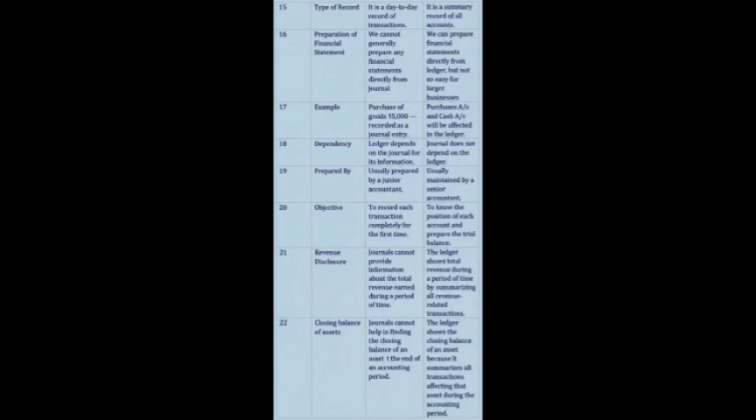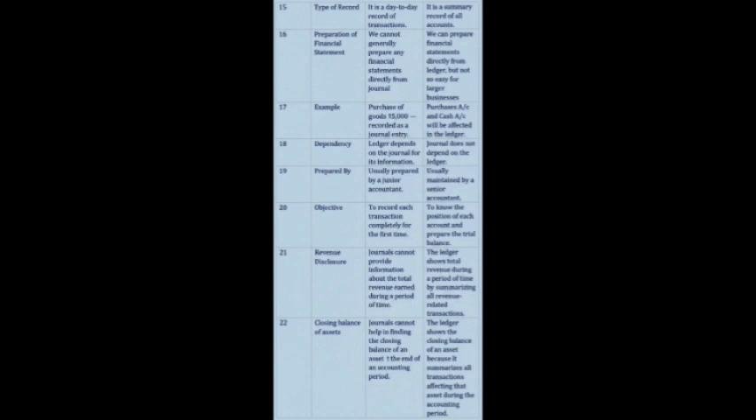We cannot generally prepare any financial statements directly from the journal. We can prepare financial statements directly from the ledger, but not so easily for larger businesses. The example for purchase of goods worth 5,000 rupees is recorded as a journal entry as purchases account debit to cash account, whereas in ledger, purchases account and cash account will be affected.